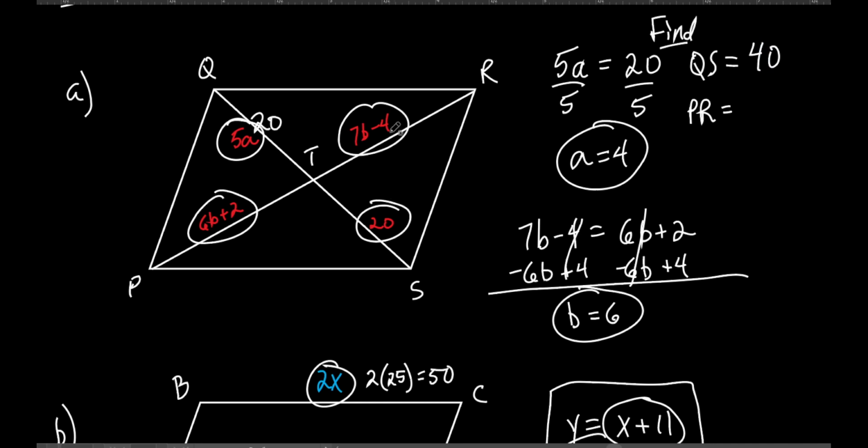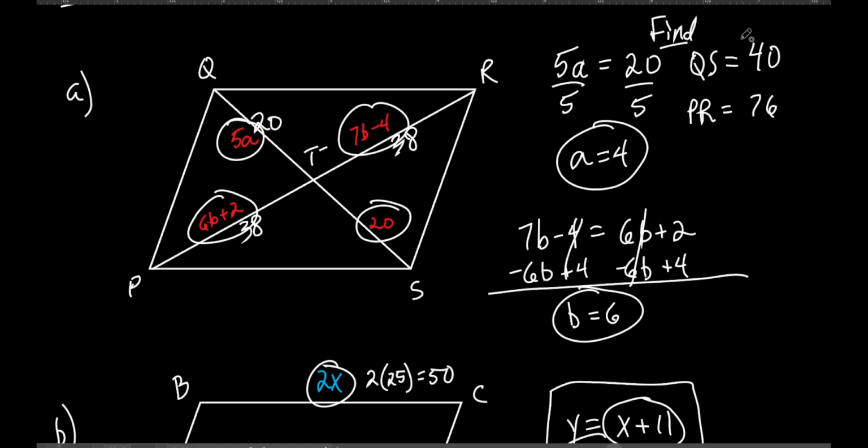What about PR? I don't know either one of those, but I do know what B is, though, don't I? So let's put it into this one. That's probably a little easier. So this is 6 times 6. What's 6 times 6? 36 plus that 2 would be 38. So that would be 38. What would this TR be? It'd also be 38. And then what do you do to find the whole PR? Add them up. And that's what? 76? Is that right? So that would be 76. So they could ask you those things as well, besides just solving for A or B or X and Y.